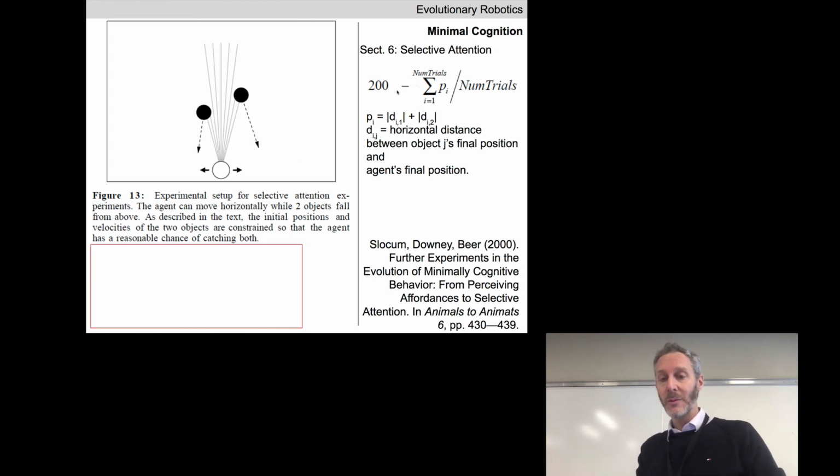We are again going to select for performance, and they've switched this around here, which is not an elegant way of doing this. The overall performance of a single CTRNN is negative p sub i, or the average of all the p sub i's.